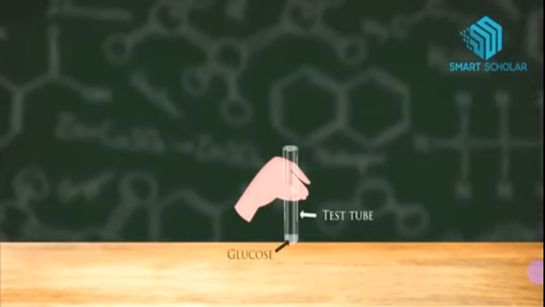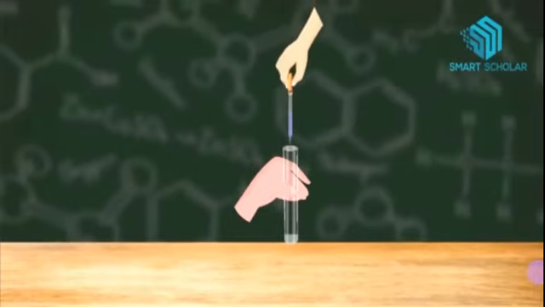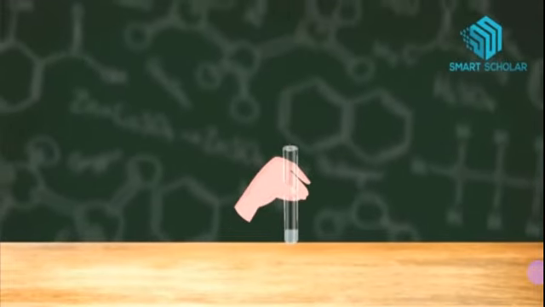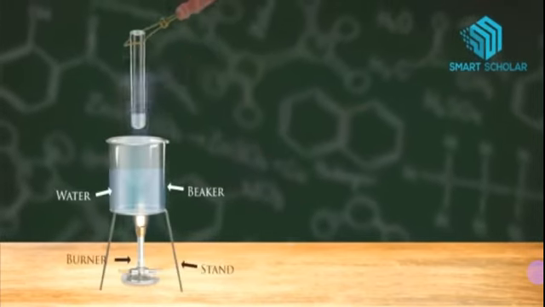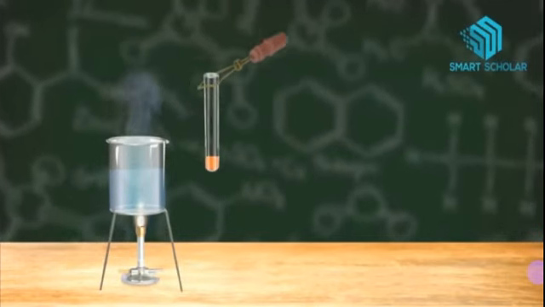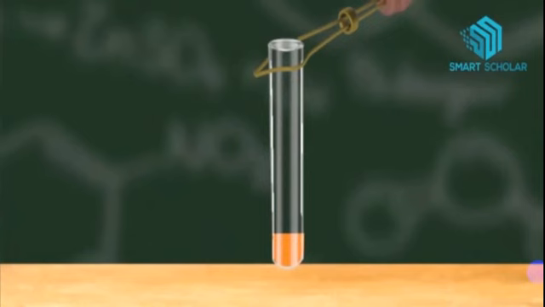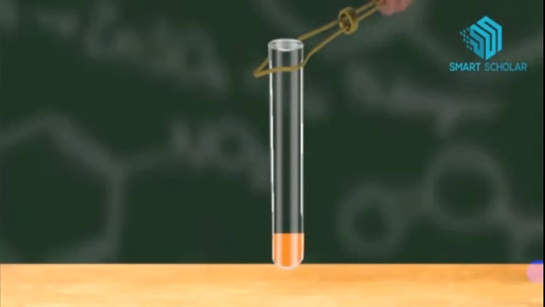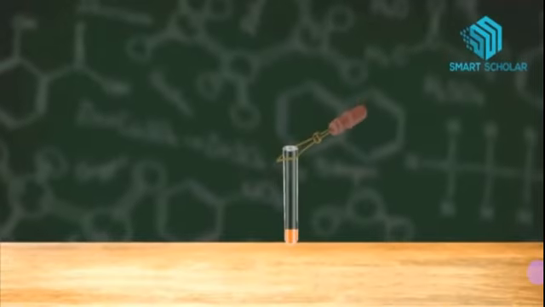In a test tube containing glucose, add a few drops of Benedict's solution, the one that we call Fehling solution. Put the tube in a water bath, heated on a Bunsen burner, and observe carefully the change taking place. Knowing that the color of Fehling solution is blue, a brick red precipitate was formed after heating.